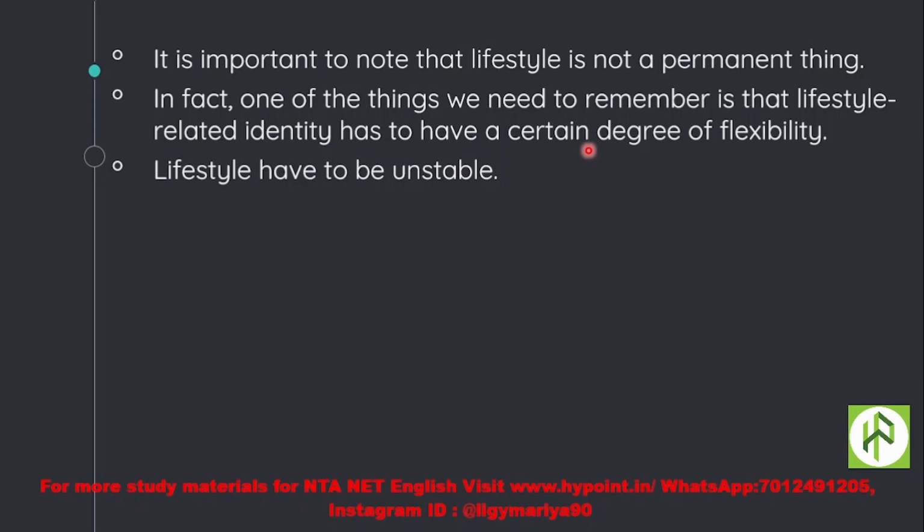Lifestyle has to be unstable. As technology improves, as many things become available to people, then lifestyle has to change. It need not be stable, it need not be rigid. It needs to be unstable and flexible, and it need not be permanent.